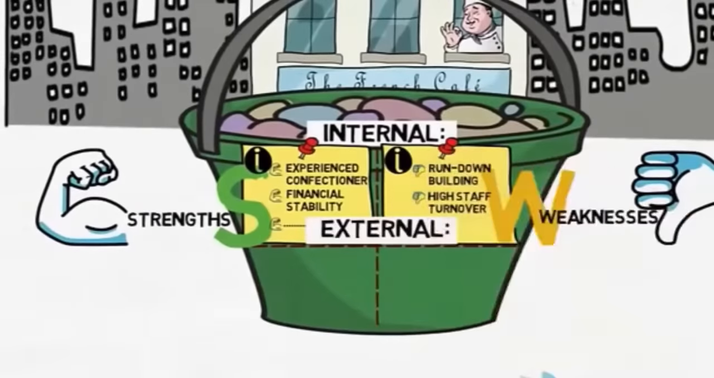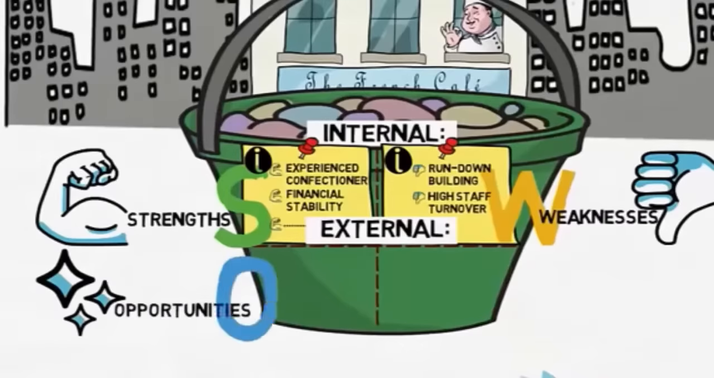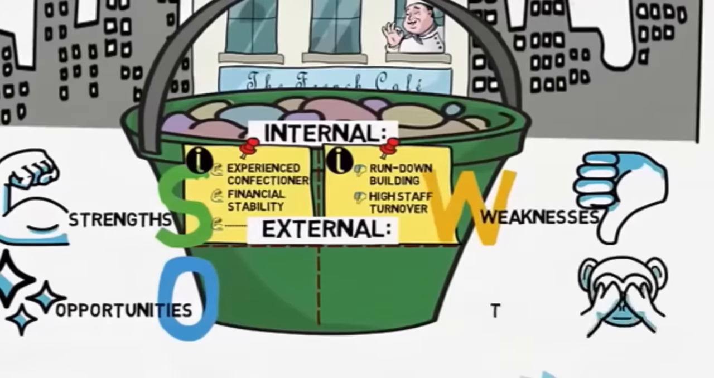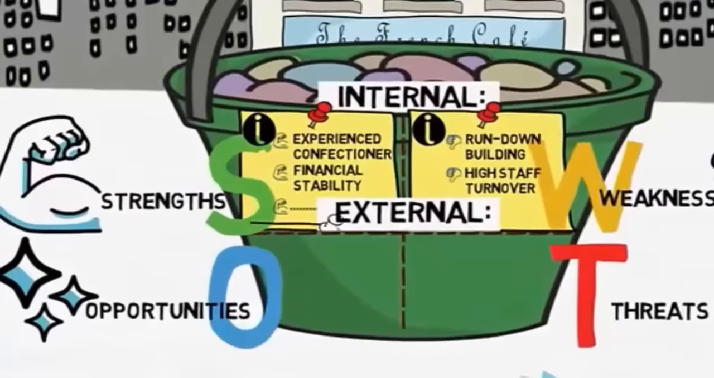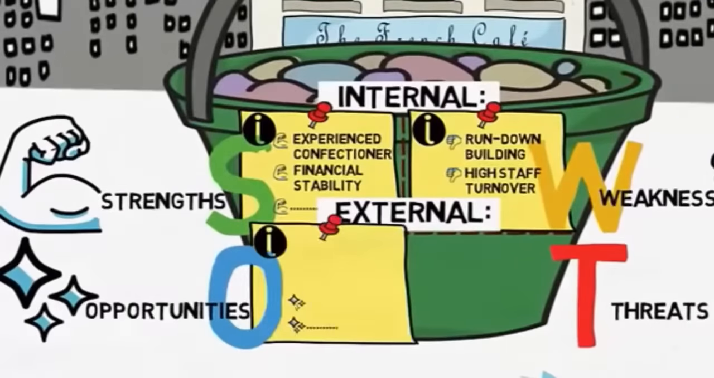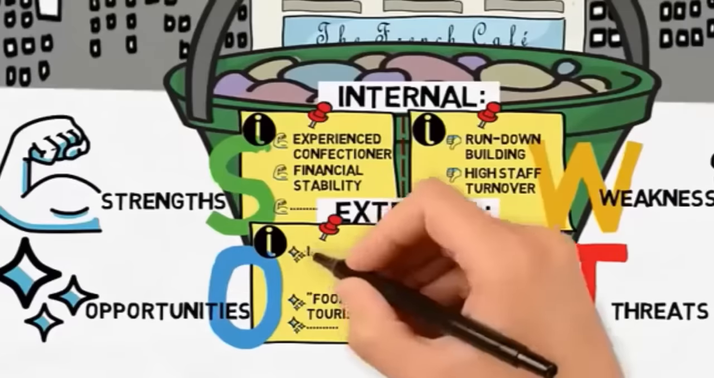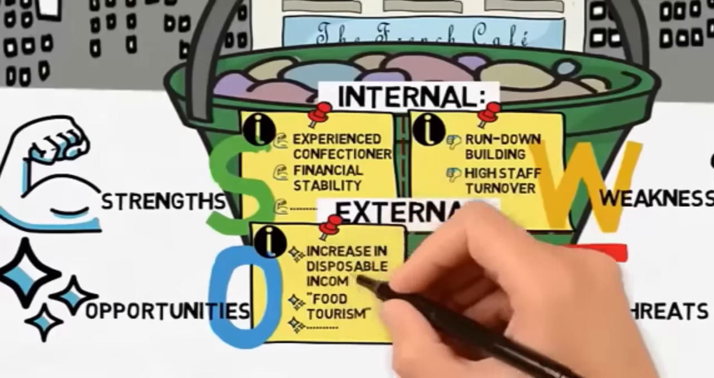Secondly, we collect and present all the external information that we find relevant. We will divide this into what can be considered as opportunities. These are external developments that we might want to take advantage of. And threats. These are things that could have a negative impact on us. Some of the opportunities discovered are food tourism. An increased number of tourists actively seek out high-quality food experiences, and a general increase in disposable income.